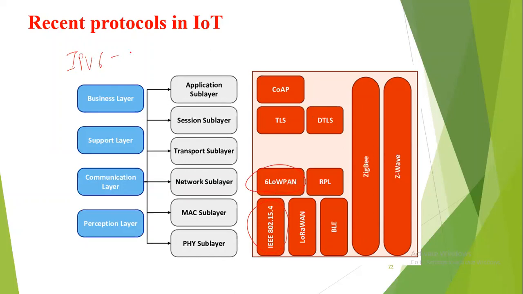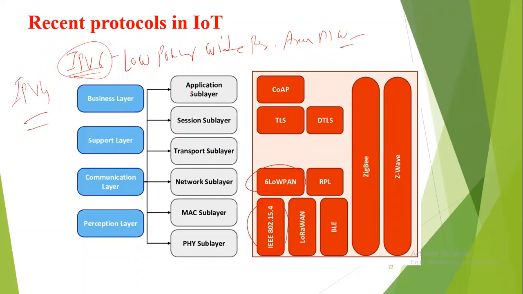Okay, IPv6 low power wide personal area network, personal area network. So basically, this IPv6 is a successor of IPv4. If you use this protocol, IPv6, it gives you the capability of 5 into 10 raised to 28 IP addresses.